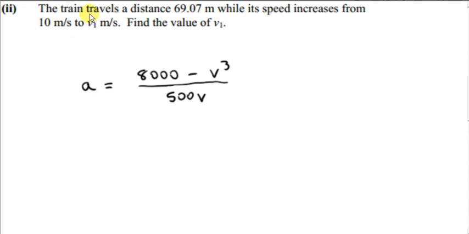Part 2. The train travels a distance 69.07 meters while its speed increases from 10 meters per second to v1 meters per second. Find the value of v1. So here's the acceleration of the train that we were given. Now, the acceleration as we know is dv dt, but we want to write the acceleration in terms of v and s. Okay, we want to bring the distance s into this problem because this problem involves a distance.